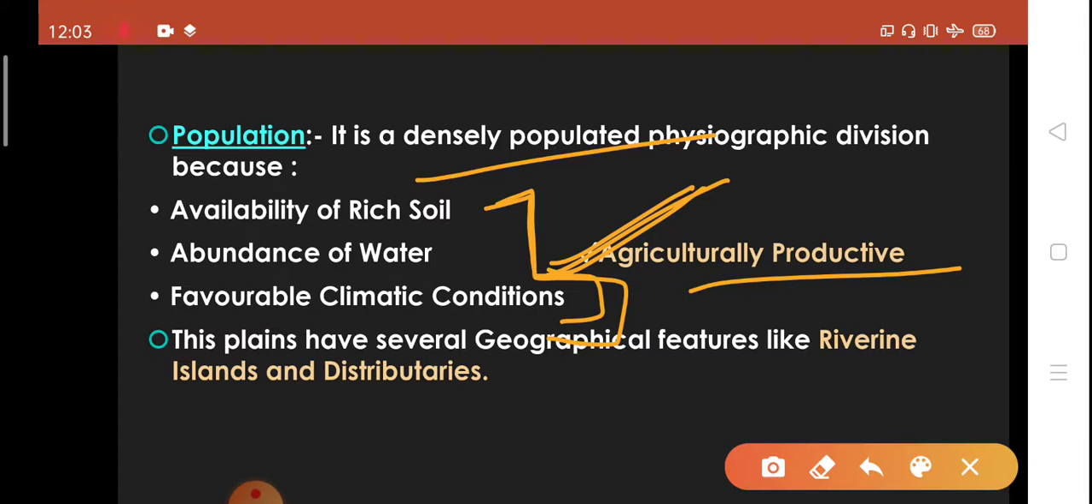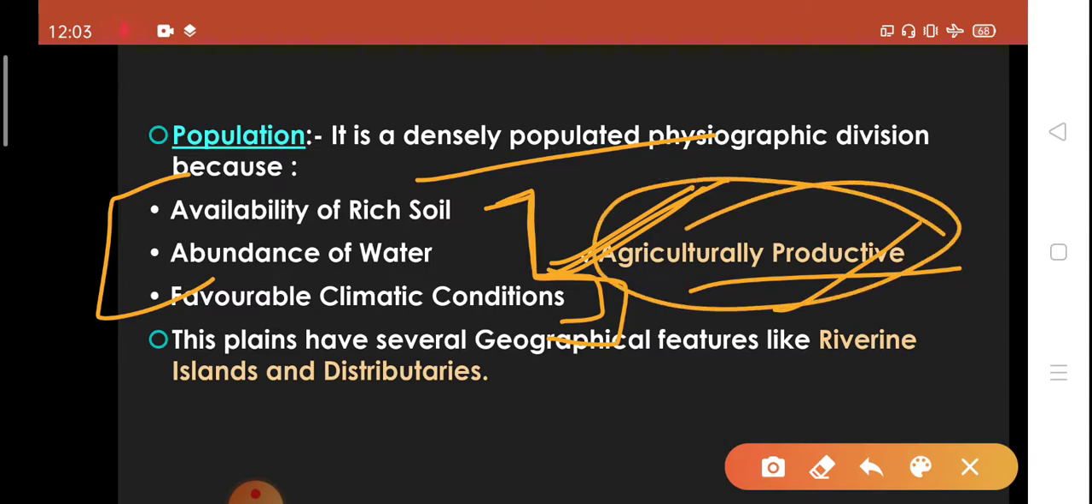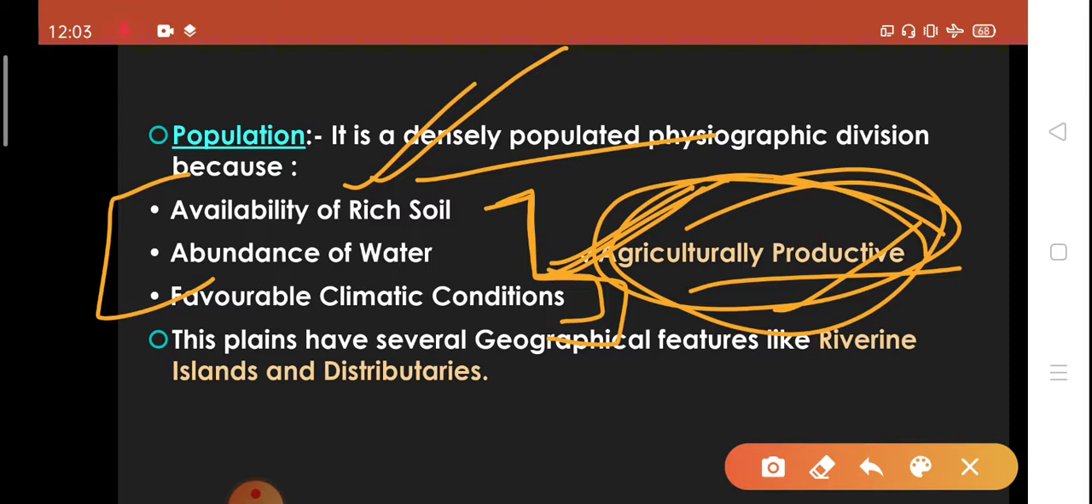Is that clear? We have these three properties because of which it is agriculturally productive, and because it is agriculturally productive it is densely populated, because so many people are able to benefit from the agriculture here, and that is why they live in the northern plains. We ourselves live in the northern plains because UP is in the northern plains and we live in UP, right?